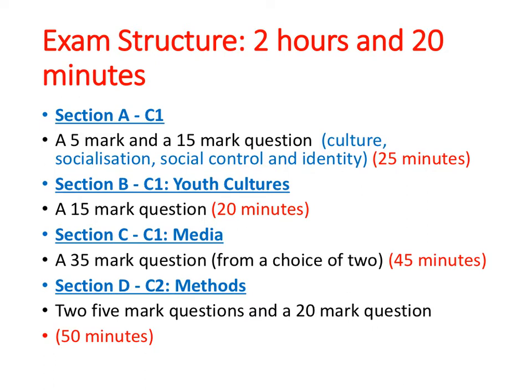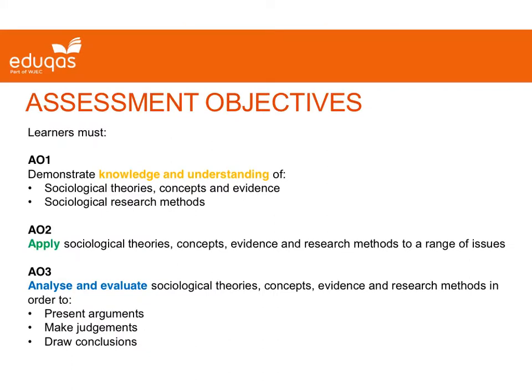And you can see that, like the real exams at the end of the second year, this is a long paper. It's 2 hours and 20 minutes in total, so that we're preparing you for the length of time in the real exams. Now, for A-Level Sociology, there are 3 assessment objectives. And what I mean by assessment objectives are the things that examiners are looking for when they mark your work.